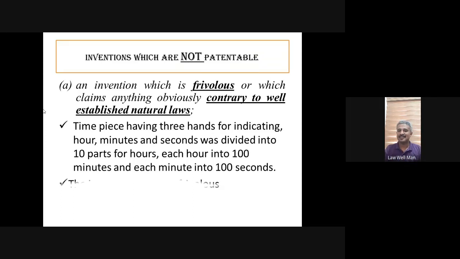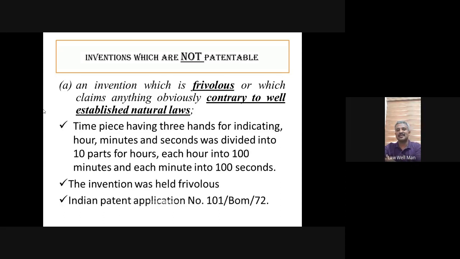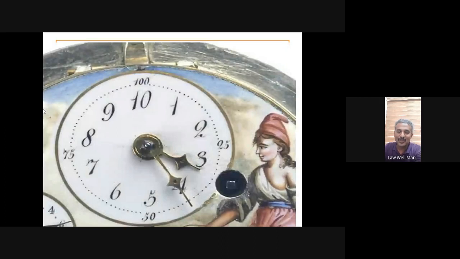And you have that the invention was held to be frivolous, in Indian Patent Application number 101 of Bombay of 1972. Yeah, and this is the one. You Google it, you get it. This is the timepiece or clock I was speaking about. See, instead of 12, you have 10 hours. Instead of 60 minutes, you have 100 minutes. And instead of 60 seconds, you have 100 seconds. This was held to be frivolous.